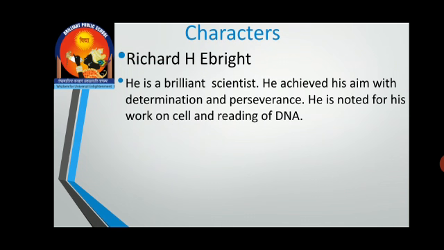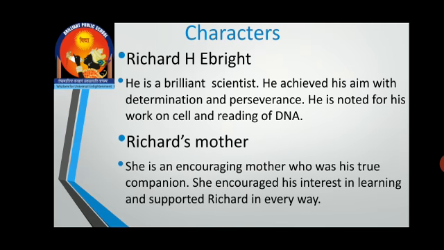Now, let us take a look at the characters. The characters are Richard H. Abright. He is a brilliant scientist. He achieved his aim with determination and perseverance. He is noted for his work on cell and reading of DNA. Richard's mother. She is an encouraging mother who was his true companion. She encouraged his interest in learning and supported Richard in every way.